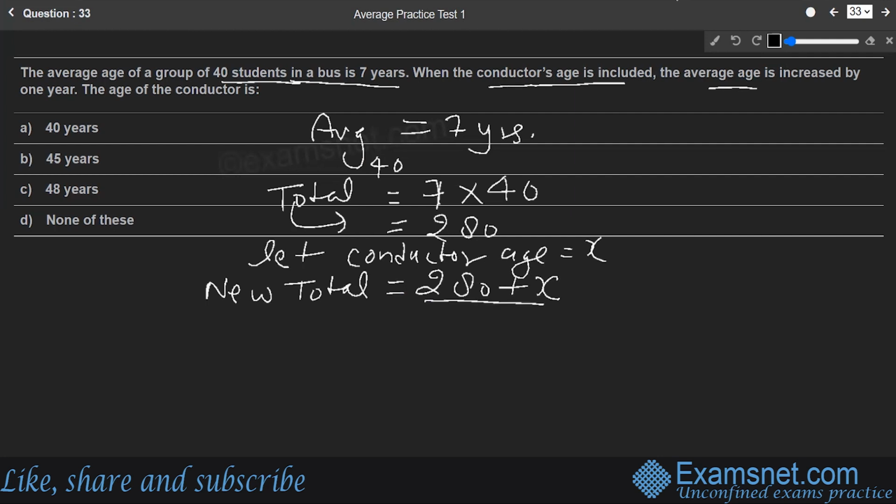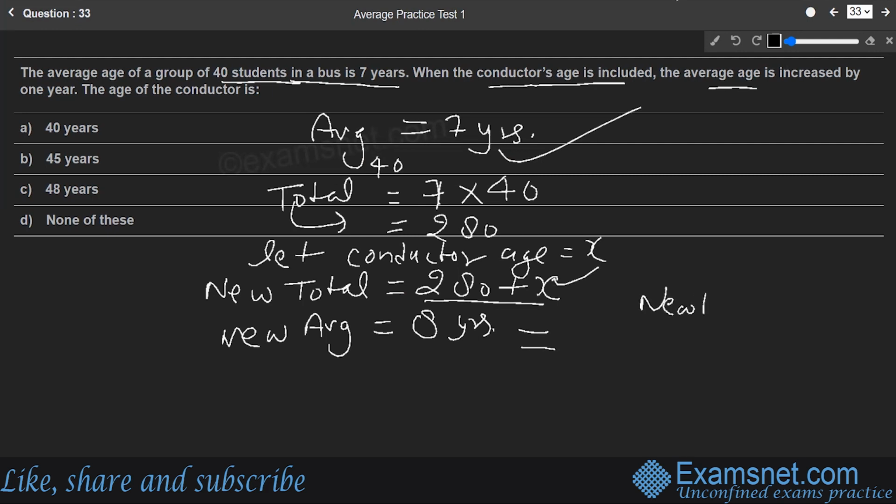They are saying the average is increased by 1 year. So what is going to be the new average? The older average plus 1. Older average was 7 years, so the new average should be 7 plus 1, 8 years. So clearly we can make an expression. The new average is going to be the new total divided by the total number of people now. Earlier there were 40 students. Now we have included a conductor also. So the total number of people becomes 41.